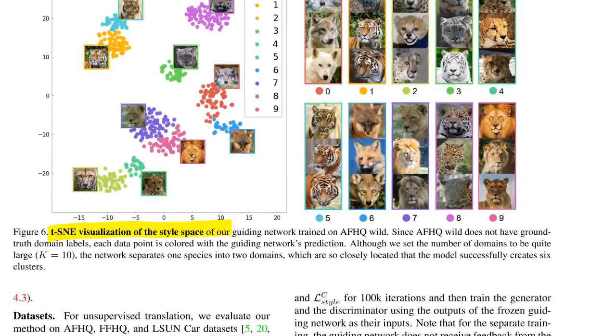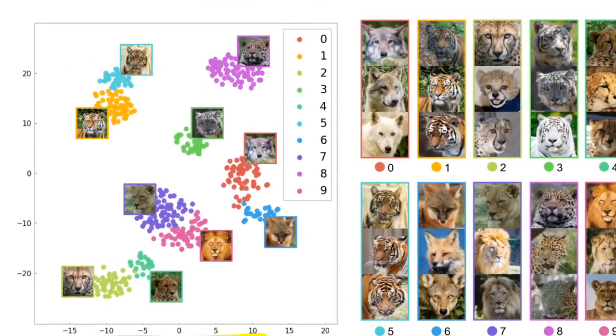t-SNE visualization of the style space of our guiding network trained on this. Since this does not have ground truth domain labels, each data point is colored with the guiding network's prediction. So each color is whatever the guiding network says the class is, and the dot is one style. Each dot is one style vector, and they're projected down to 2 dimensions. You can see pretty clearly that the individual clusters of style vectors correspond to different labels of the guiding network, which is to be expected.